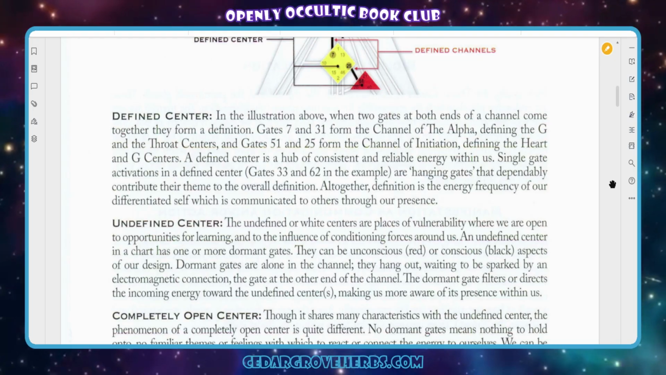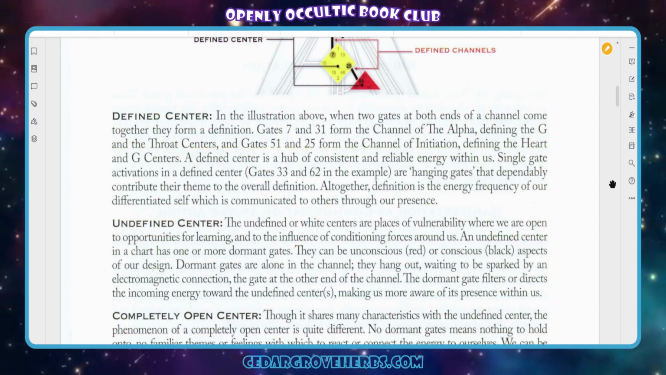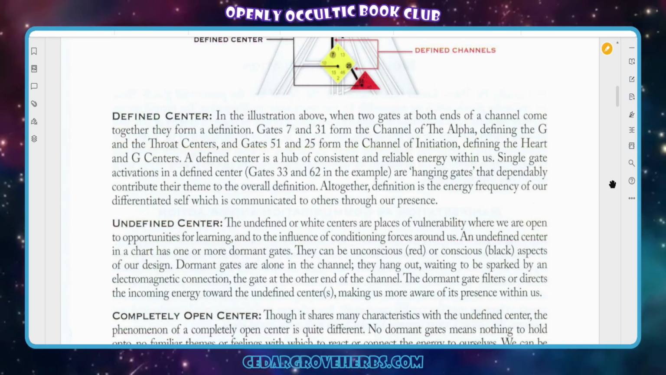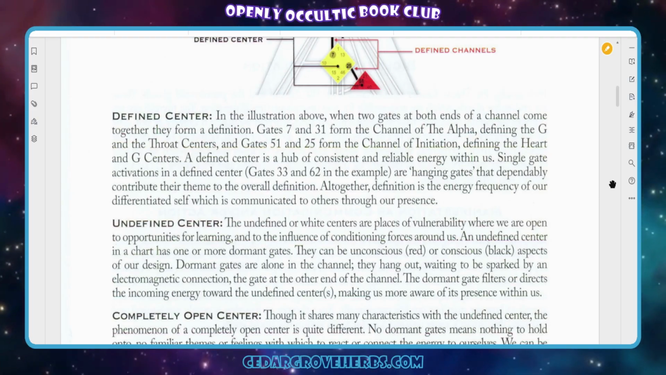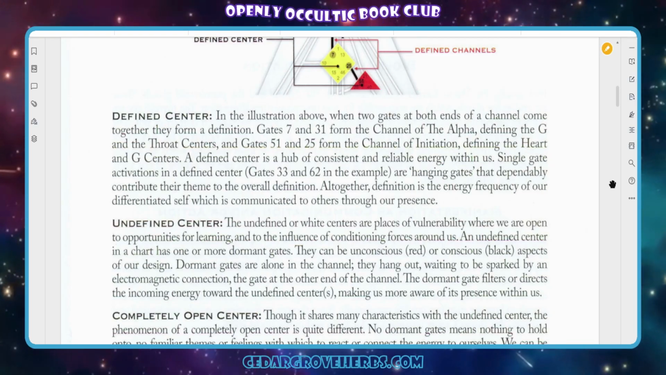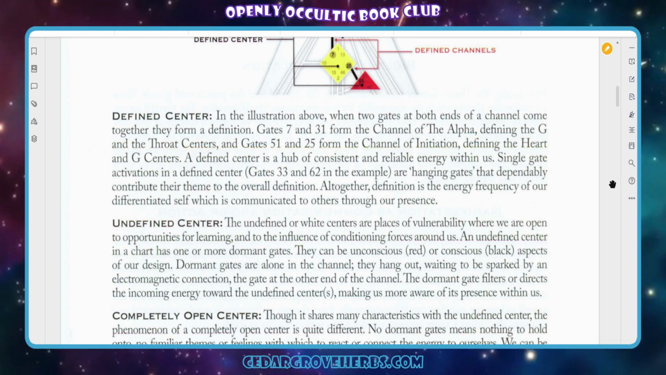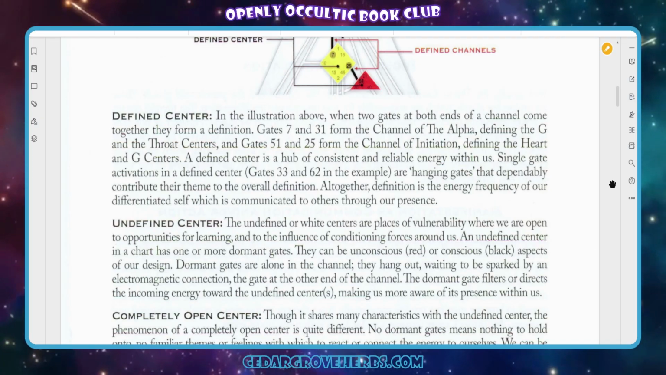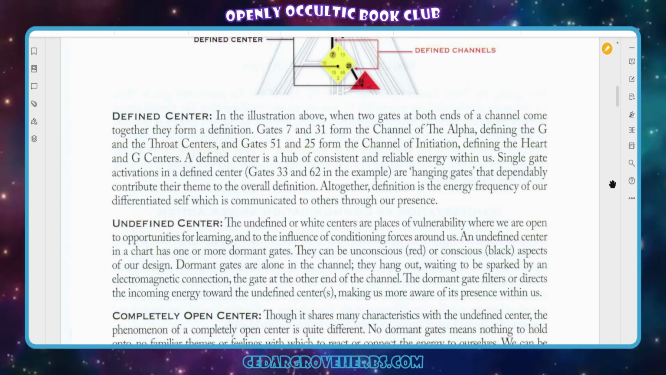Right? They could come from the left side of your human design chart, which is the design side, which is showing all your unconscious energy, so it would be in red. Or your personality side, which is on the right side, it's in black. That's telling you about things that you're conscious of, the energy you're conscious of. Okay, so an undefined center in a chart can have one or more dormant gates. These dormant gates can be unconscious, colored in red, or conscious, colored in black, aspects of our design.